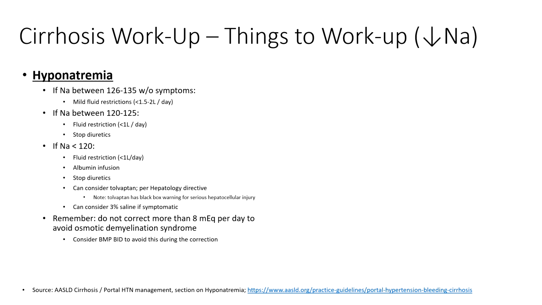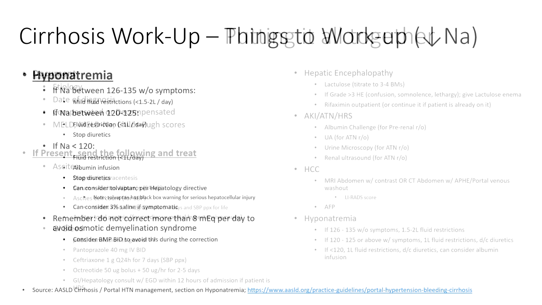If the sodium is less than 120 mEq, fluid restrict to less than 1 liter per day, stop diuretics, and consider albumin infusion. Consider discussing with hepatology about tolvaptan use. It is important to be judicious when using tolvaptan since it has a black box warning for liver injury, which is severely detrimental in patients with cirrhosis at baseline. And as always, remember to not exceed 8 mEq of sodium rise per day to avoid osmotic demyelination syndrome.